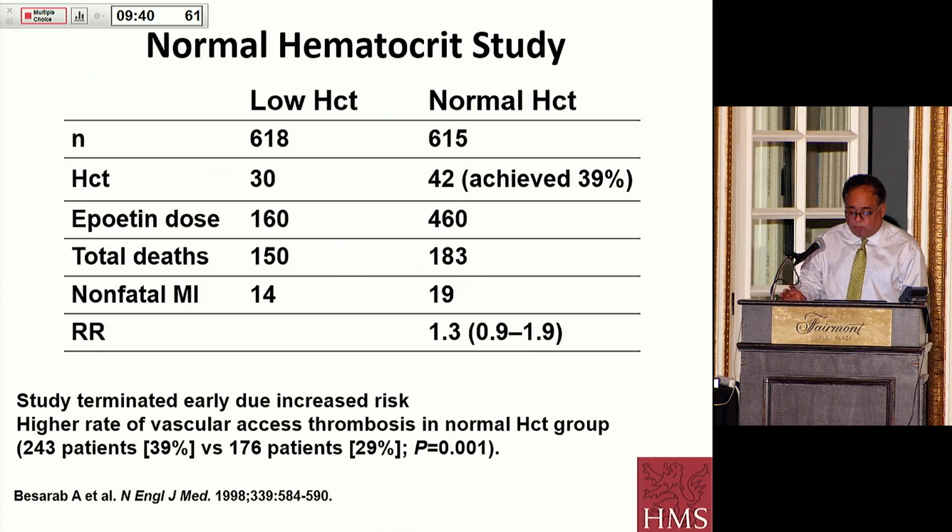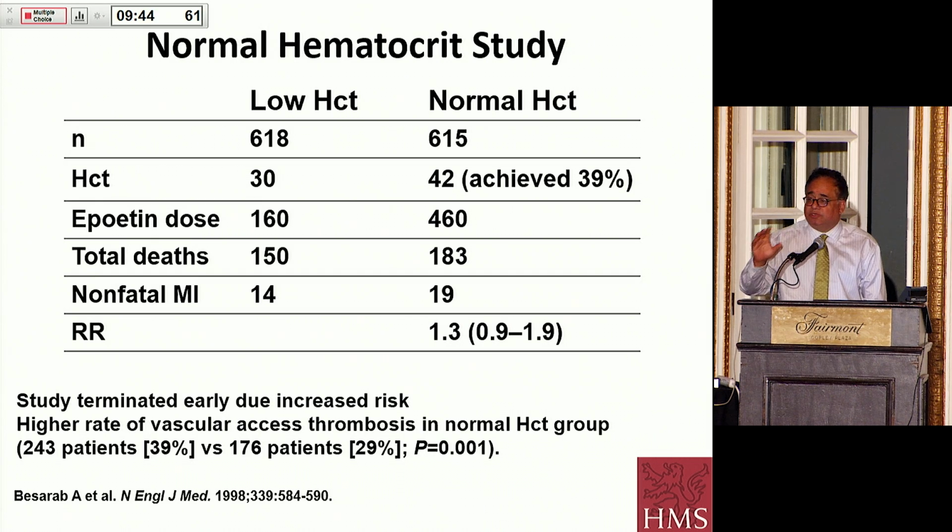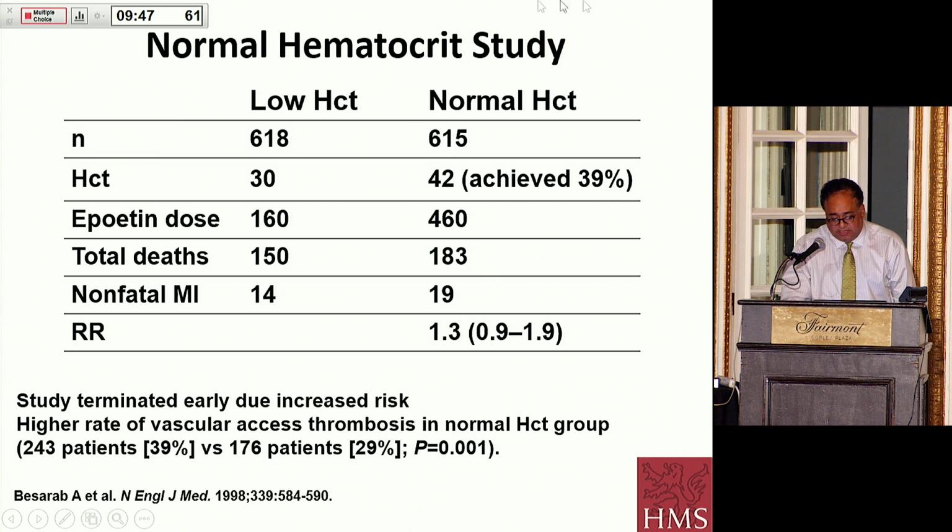And what they found, or what they reported, was that in patients where the hemoglobin was normalized, here you see the goal was 42% hematocrit, but the achieved was 39%. That's about 13 grams. The total number of deaths and the total number of non-fatal MIs was higher. And that is pretty surprising, since you would have predicted it in the reverse. So why was that? Is it because you raised the hemoglobin too high? Or is it because these patients were exposed to nearly 3 times as much EPO, 460 units per kilogram? And we've never, ever gotten an answer to that. Is it raising the hemoglobin, or is it exposing patients to a higher EPO dose? And we'll come back to that.